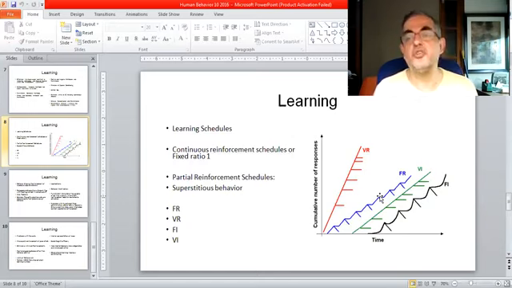Skinner also tried fixed interval reinforcement. Fixed interval क्या होता है? Let's say fixed interval 30 seconds. What is fixed interval 30 seconds? It means every 30 seconds the animal will receive a reinforcement provided they have shown the behavior at least once in the previous 30 seconds.